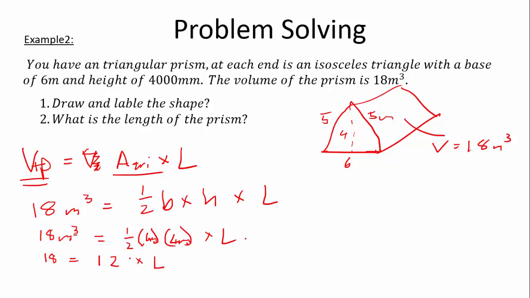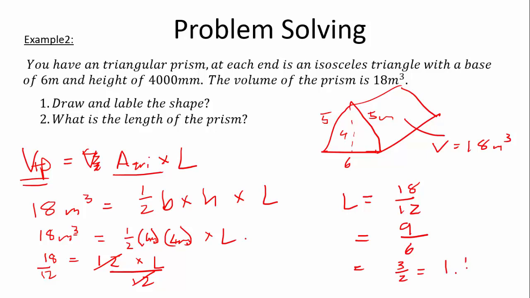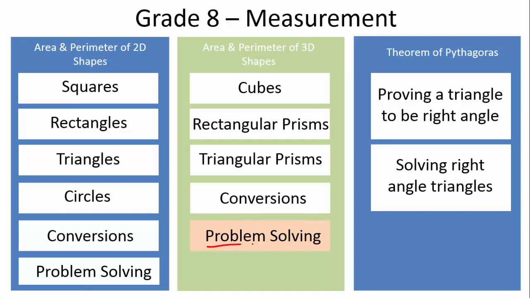How can we work this out now? We're going to divide it by 12 on both sides to get our length on its own. So those cancel out. So that makes length equal 18 over 12. We can simplify that by dividing by 2. That's 9 over 6. We can simplify that again by dividing by 3, which we could have done in the first place, but that is 3 over 2, and that is 1 1/2, which is the same as 1.5 meters. And that right there is our answer. Well done, grade 8. That is all we're going to do for problem solving.